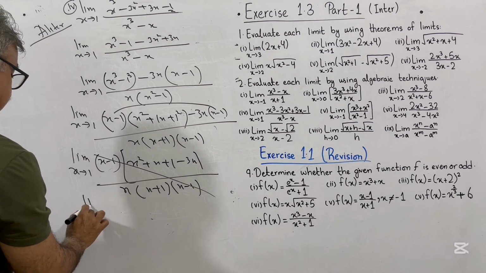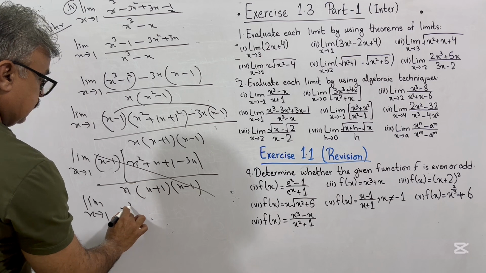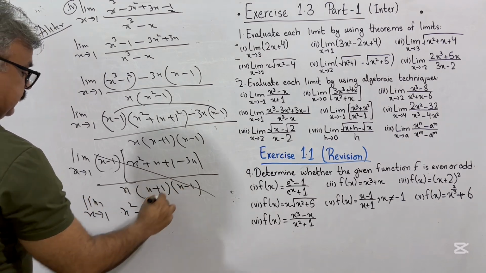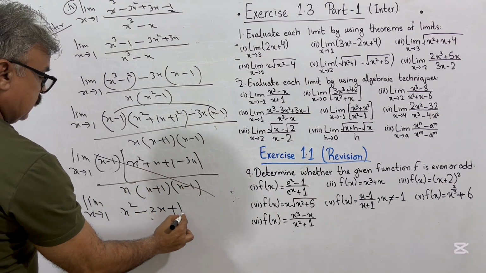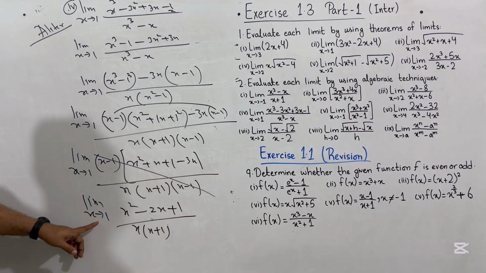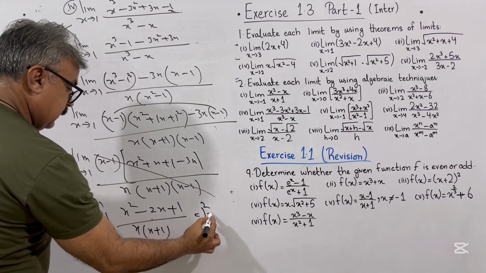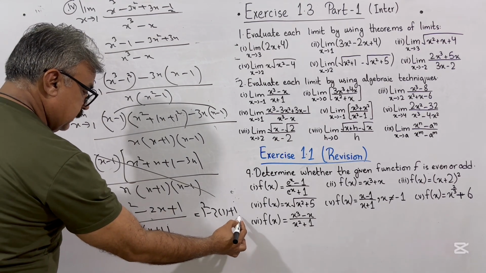So we have limit x tends to 1. What remains? x square plus x minus 3x, it will become minus 2x. Overall, x times x plus 1. Put limit. It will become 1 times 1 plus 1. That is 1 square minus 2 times 1 plus 1.